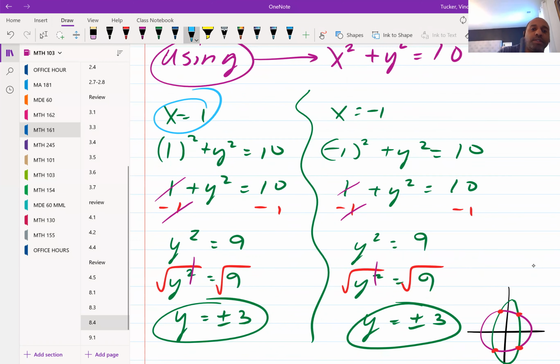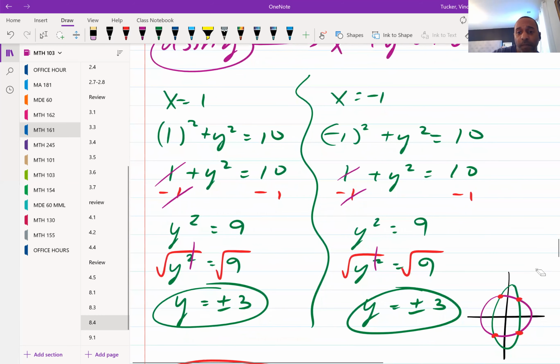Plugged in +1. 1 squared is 1. Subtract 1 from both sides. I have y squared equal to 9. Take the square root of both sides. Y is equal to plus or minus 3. Over here, plug in -1. Well, -1 squared is 1. Subtract 1 from both sides. I get y squared equal to 9. Take the square root of both sides. That's plus or minus 3.